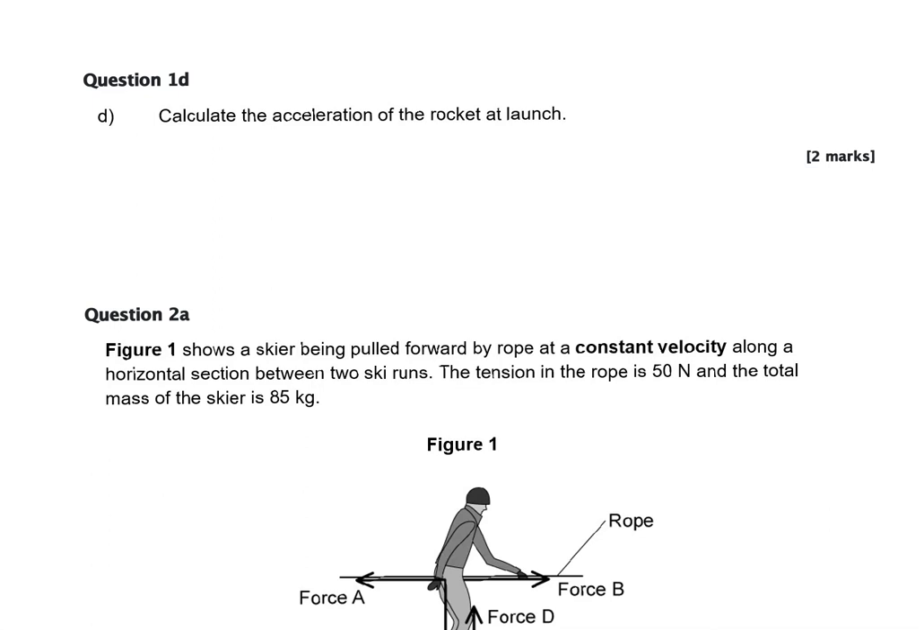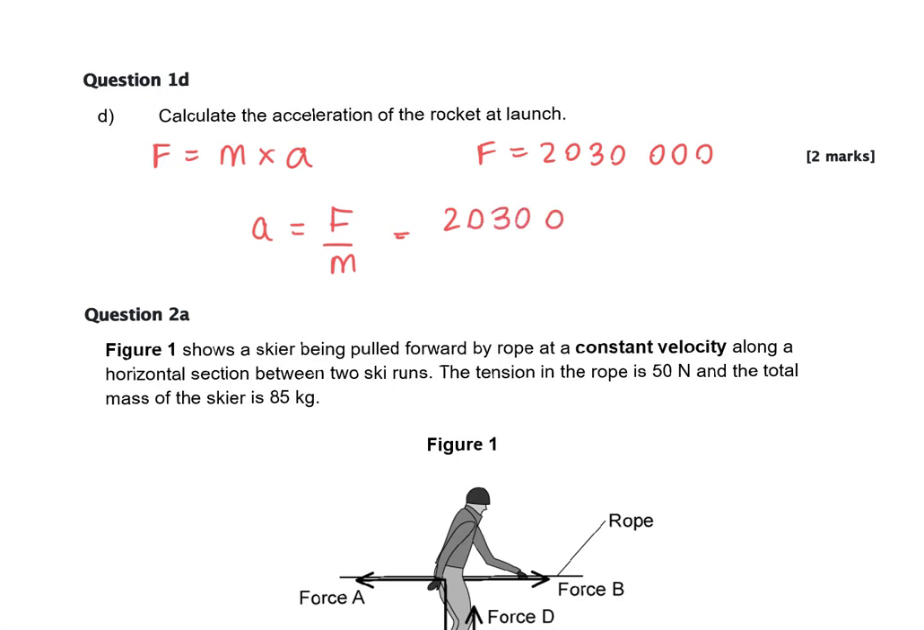Question 1d, calculate the acceleration of the rocket at launch. So this is where we're going to use our force equals mass times acceleration. We just worked out the overall force, and that was this number here. So to work out our acceleration, we're going to do the force divided by the mass. So we're going to do that number that we just worked out, divided by the mass of our rocket, which was 150,000. It's 13.5 meters per second squared.